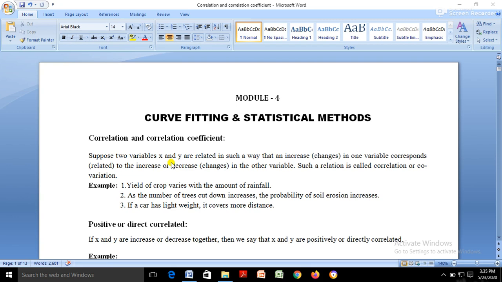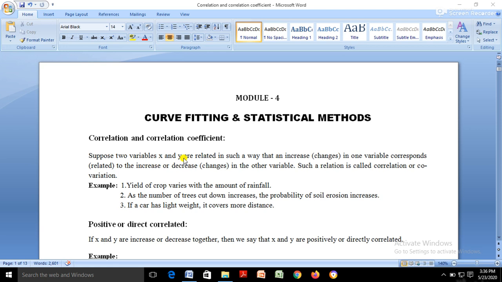Suppose two variables x and y are related in such a way that an increase or change in one variable corresponds to an increase, decrease or change in the other variable. Such a relation is called correlation or covariance. Means if x increases, y also increases. If x decreases, y also decreases, or if x increases, y decreases. Means one variable depends on the other variable. So that is called correlation. The relation between two functions is called correlation.